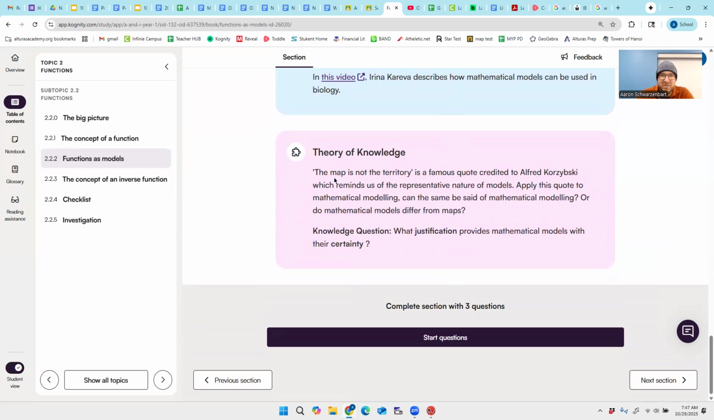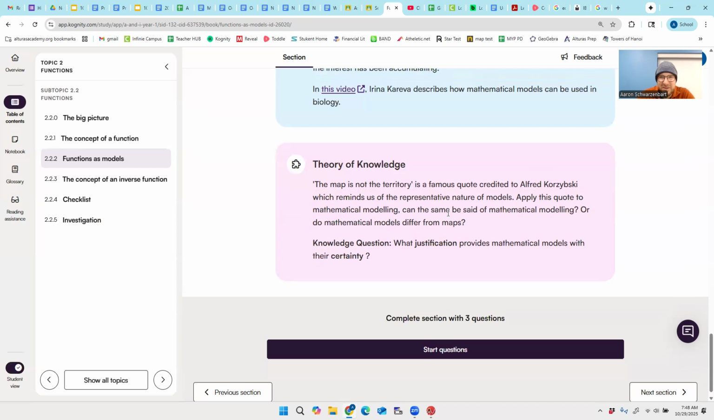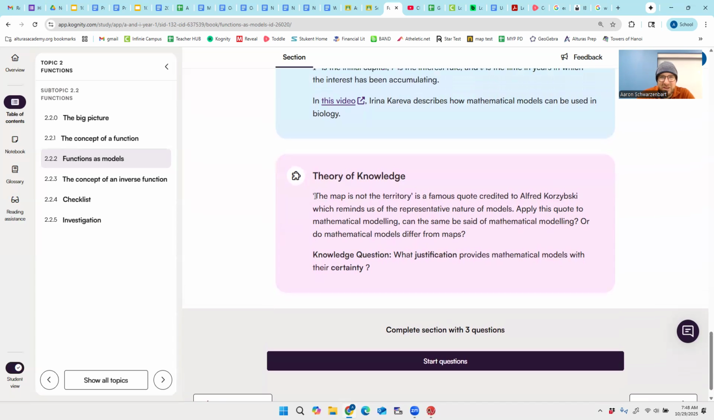Theory of knowledge. The map is not the territory is a famous quote by Alfred Korzybski, which reminds us of the representative nature of models. Apply this quote to mathematical modeling. Can the same be said for mathematical modeling? Or do mathematical models differ from maps? A knowledge question here would be: what justification provides mathematical models with their certainty? So the idea that the map is not the territory, think about that. It's not exactly the same, but it gives us a guide.